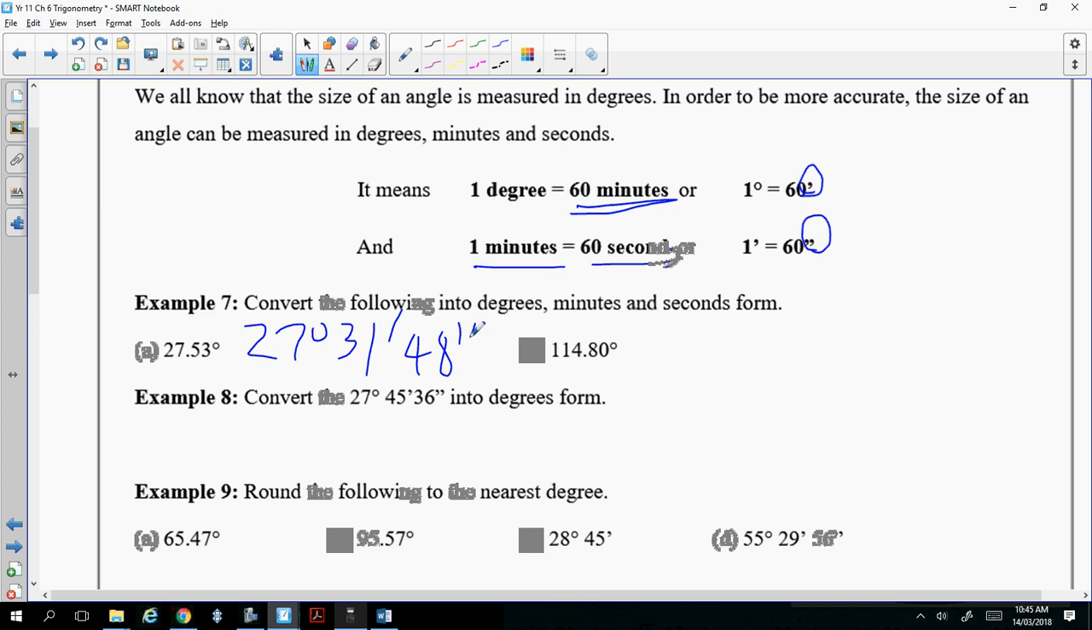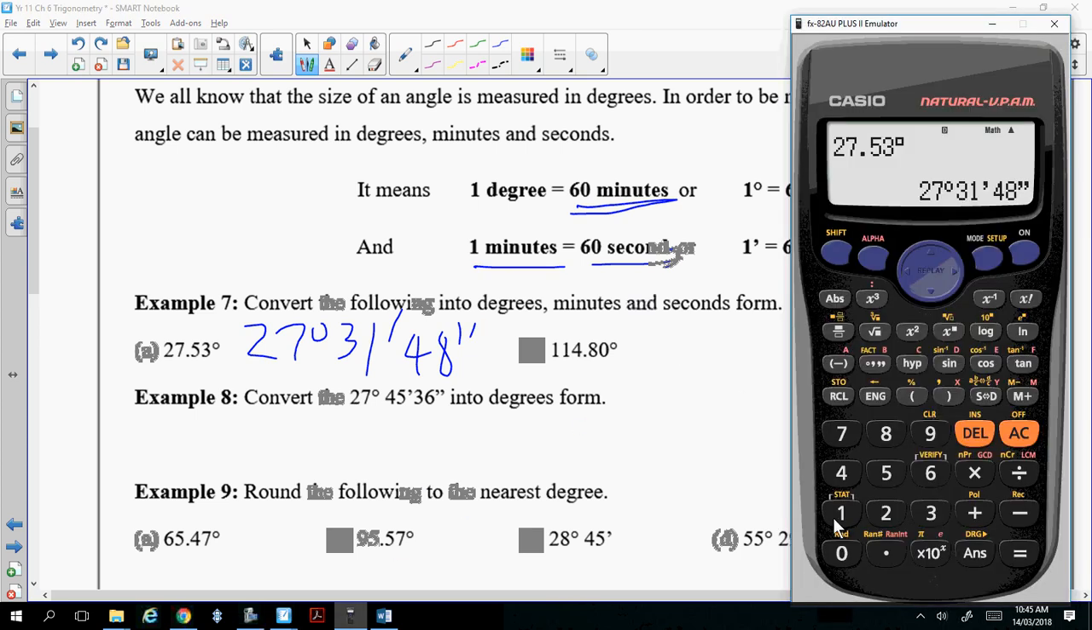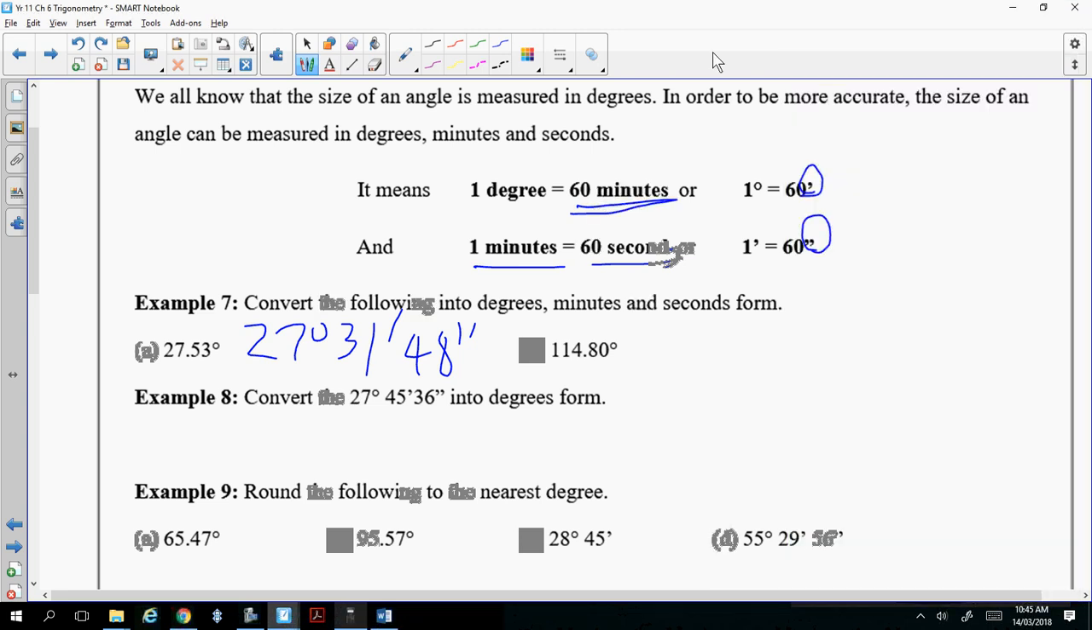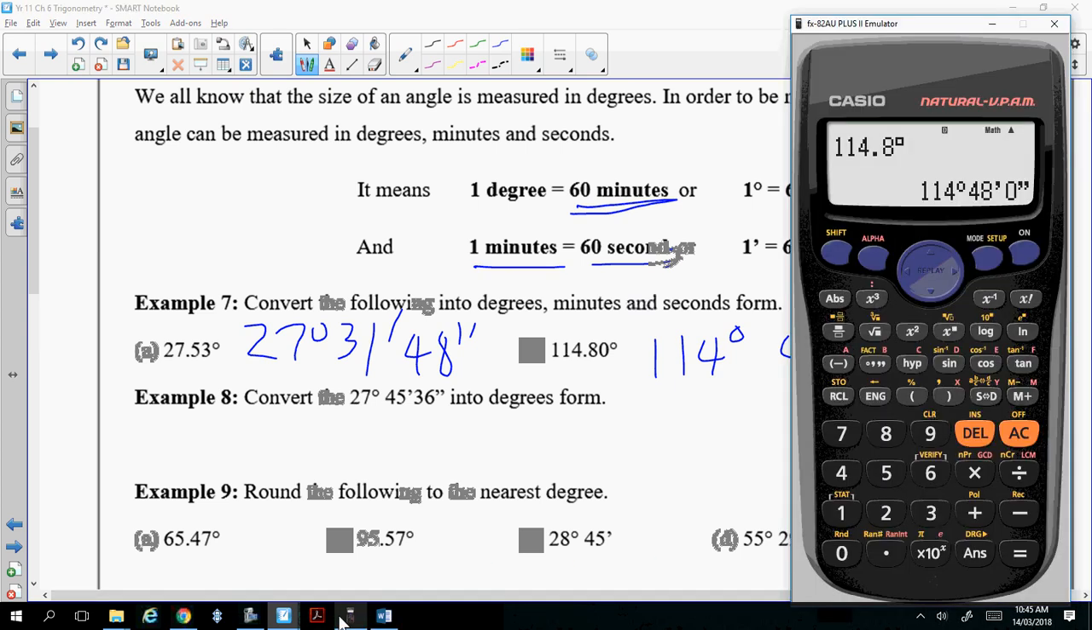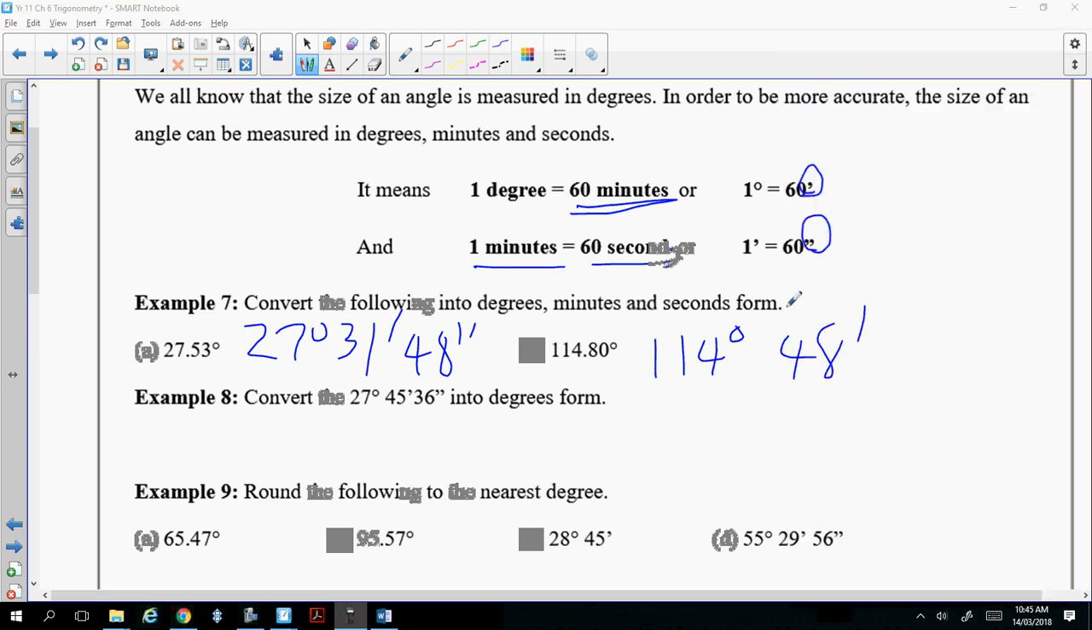And same thing for the next one, 114.8. Make sure you press the degree button, then press equal. Gives you 114 degrees and 48 minutes. Okay? Done. Alright. You can also go in the other way.